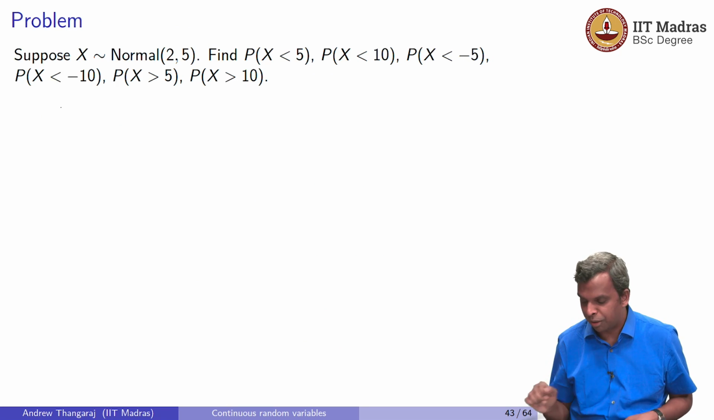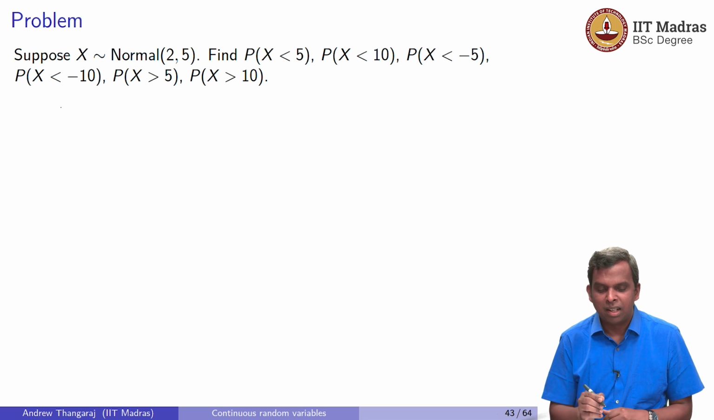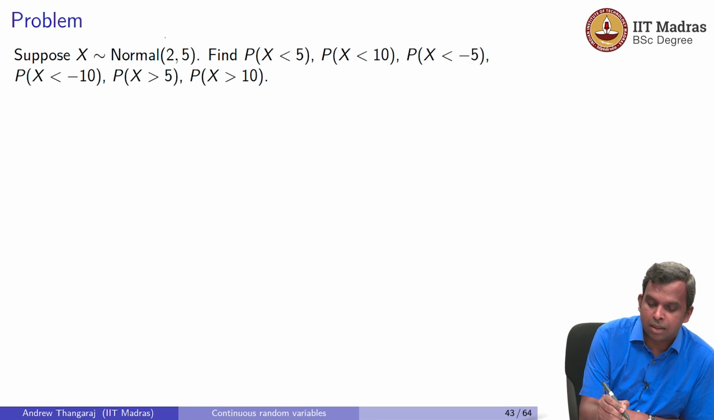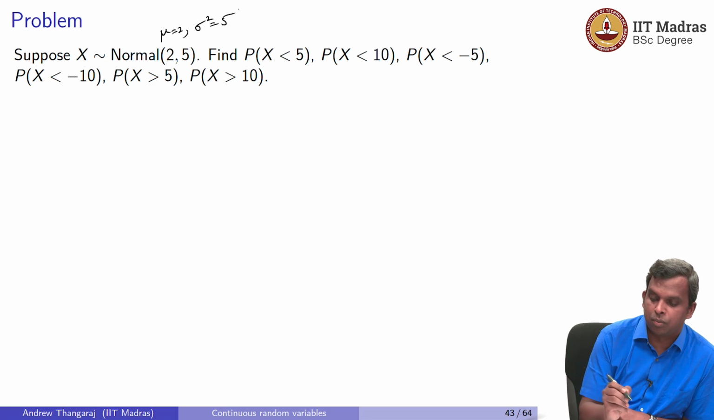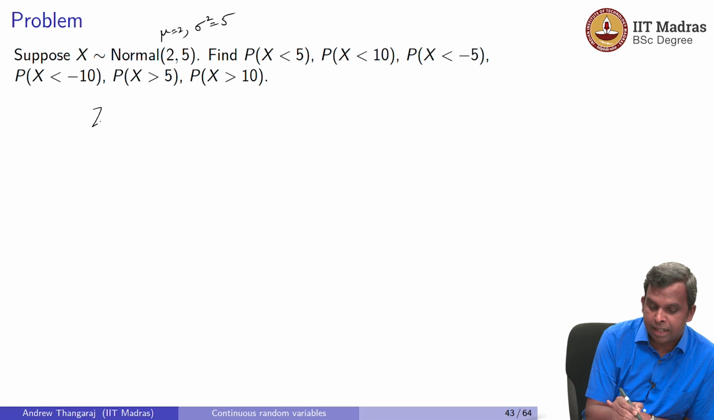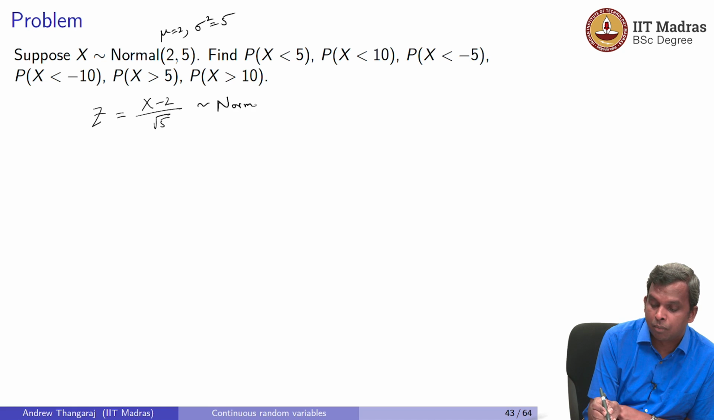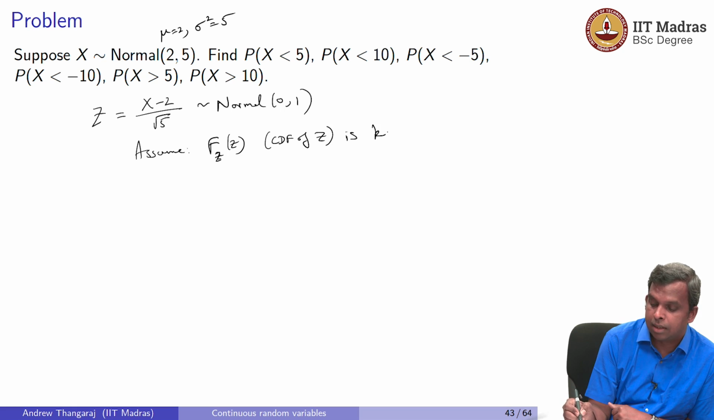So here's an example. Soon enough, I was mentioning, I'll see an example. We'll do this. So x is normal with mean mu equals 2 and sigma squared equals 5. Okay. So z equals x minus 2 by square root of 5 is going to be normal 0, 1. Okay. So we'll assume F_z, which is the CDF of z, is known. Okay, that's the idea.